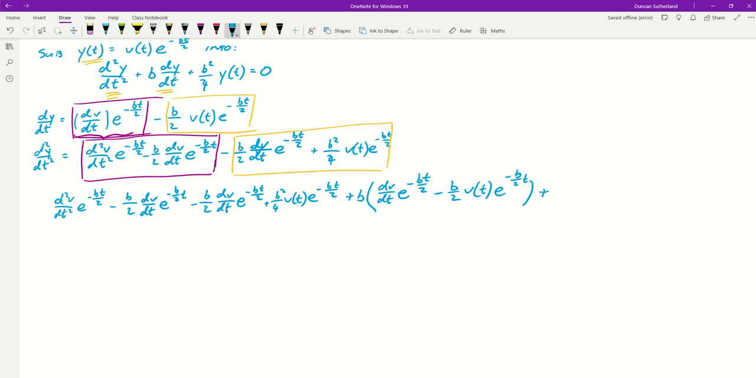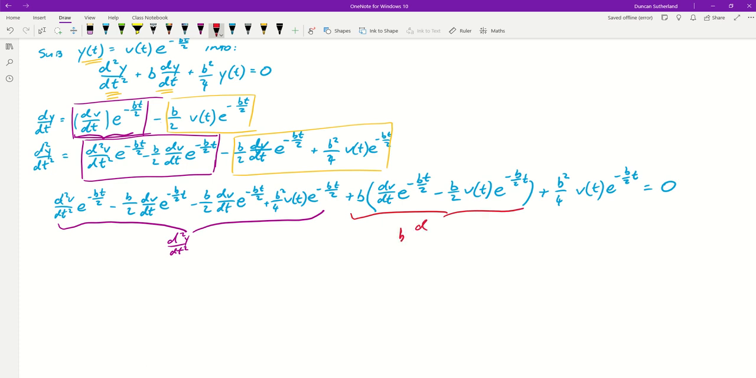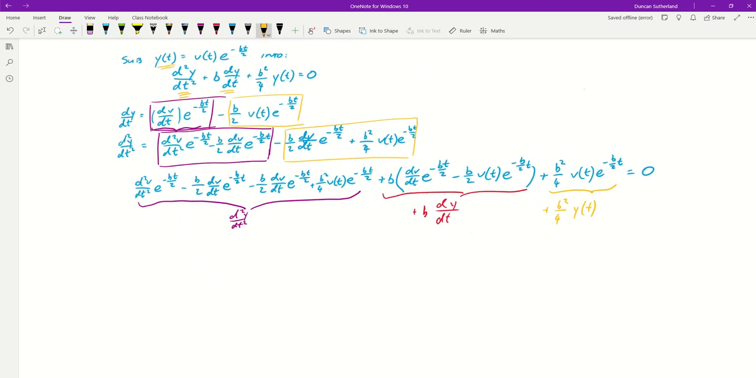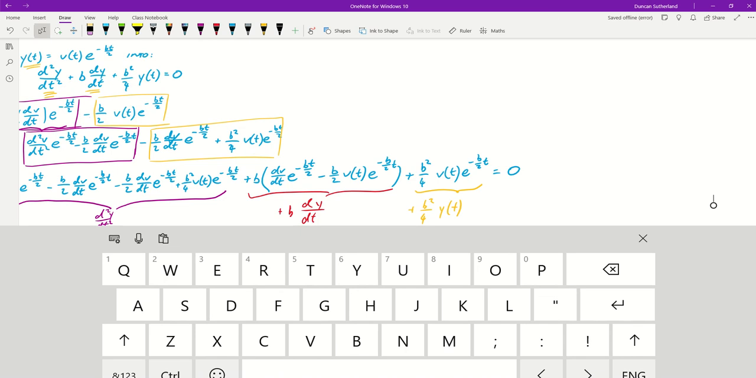And then finally, I've got the y term itself. So just to keep track of all the terms, so you can see where everything's coming from. That's substituted this guess into our ODE.